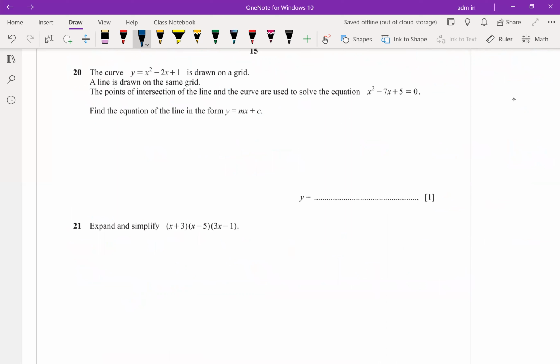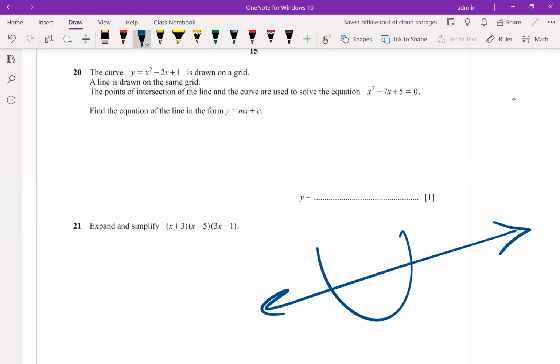Question number 20. The curve y equals x squared minus 2x plus 1 is drawn. When we have a sketch of this function, a line is drawn on the same grid. How to find the solution graphically? If you remember, we have a graph and a straight line. To solve these two equations simultaneously, you will find the intersection point.